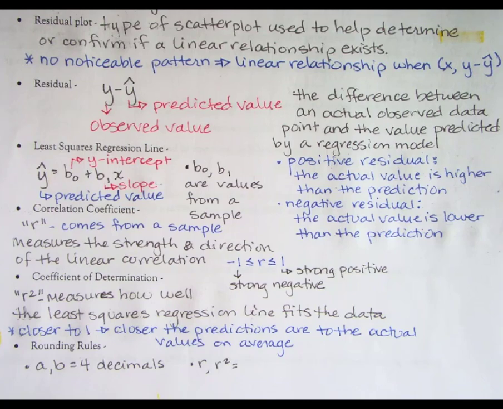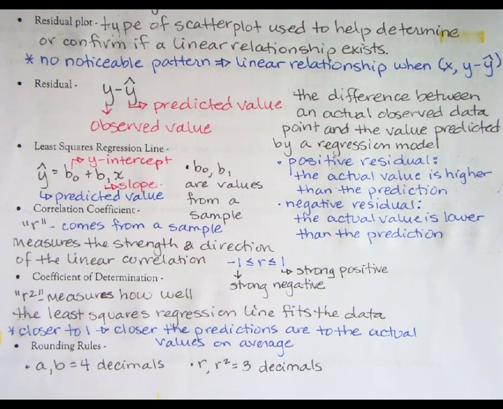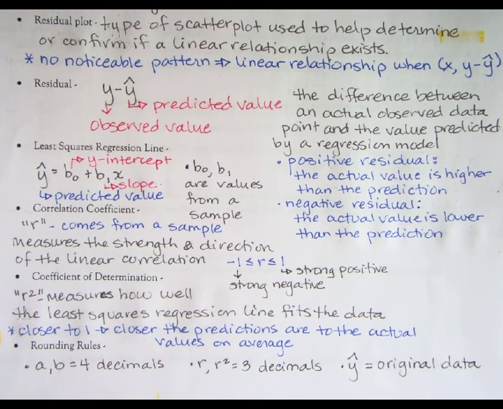Next, we have our correlation coefficient and coefficient of determination, r and r squared. These will always be rounded to 3 decimals unless otherwise stated. And finally, we have our predicted value y hat. Whatever form our original data is in, this is how we are going to round our predicted value as well.